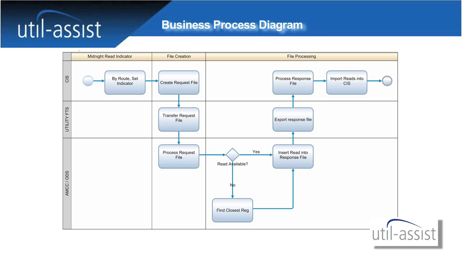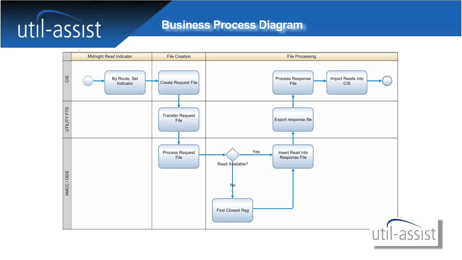This is a sample business process diagram for the midnight read process. Mike Strano walks you through the process. This business process diagram is generically illustrating just a request file, and you just stick the name DCI/DCO in there if you're going to use an MVRS file format. Put that through your AS2 or some other file transfer protocol to your ODS. We've got this labeled as AMCC/ODS.